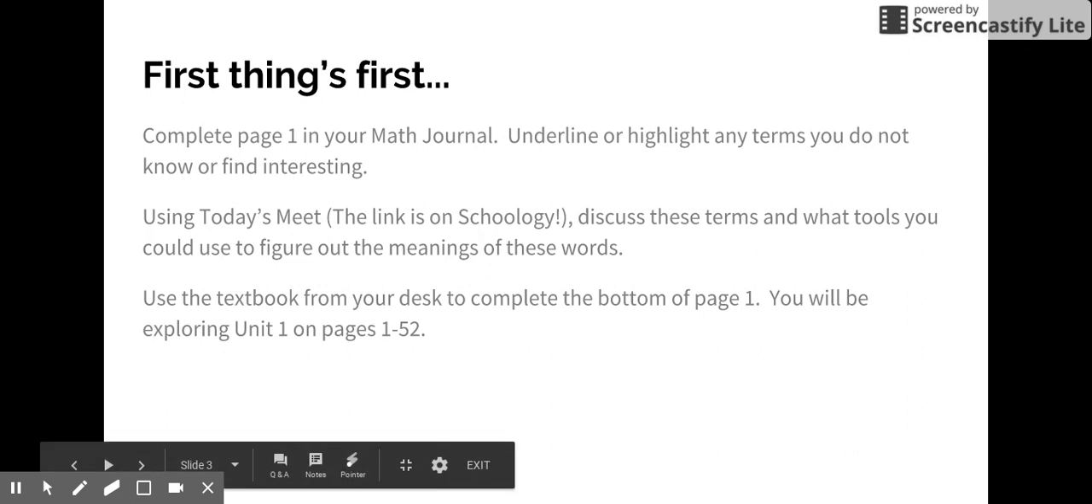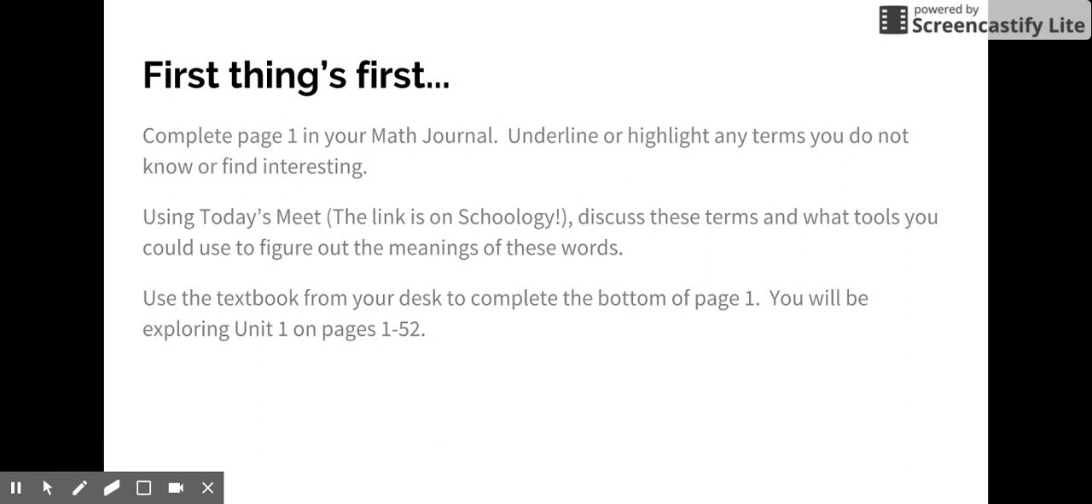So the first thing I want you to do is complete page 1 in your math journal. On page 1, you're going to underline or highlight any terms you do not know or that you find interesting. Once you do that, you're going to go to today's meet. That link is on Schoology. And you're going to discuss these terms and what tools you could use to figure out the meanings of these words. So you're just going to post a little sticky note on that board and discuss the terms that you know or find interesting and how you could figure out the definition or the meanings of those.